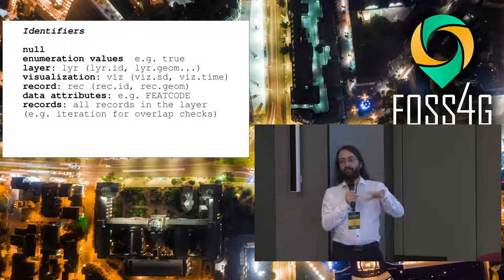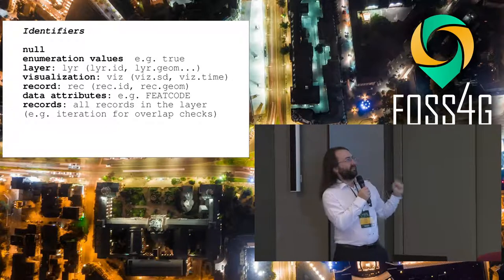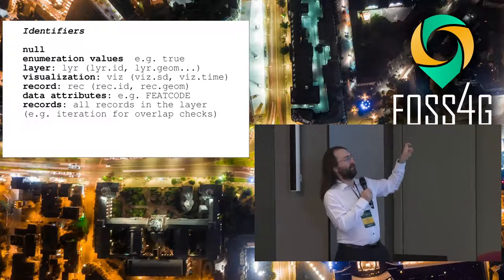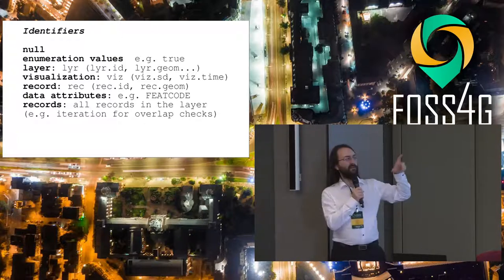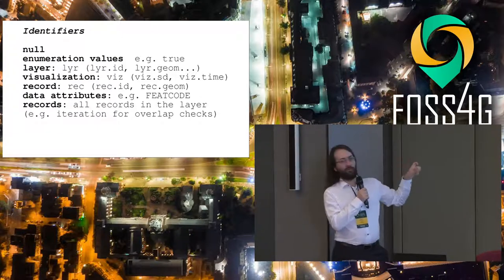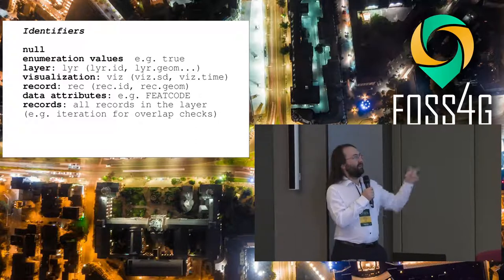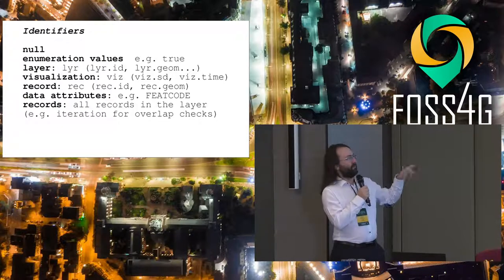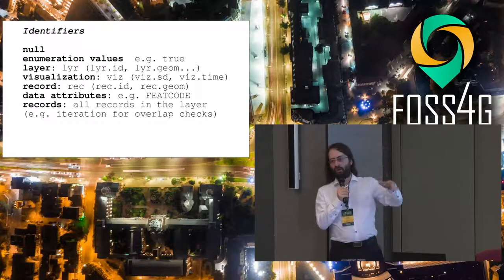And the identifiers themselves also come in a few different types. There's the null value and the enumeration system, which is just directly written like true or false. There are predefined objects, such as the layer, for example, so you can do layer.id, layer.geometry. And there's the vis, which refers to the visualization properties, like the scale denominator. It can also refer to a specific record, so you can get the geometry of the record or the ID of the record to use in your selectors. Then you can refer to all of the data attributes as well. There's also an identifier for records, which means all of the records in the data set, which you could use, for example, with an iterate function to test for overlapping, so that you can apply different styles if you have features overlapping with one feature.